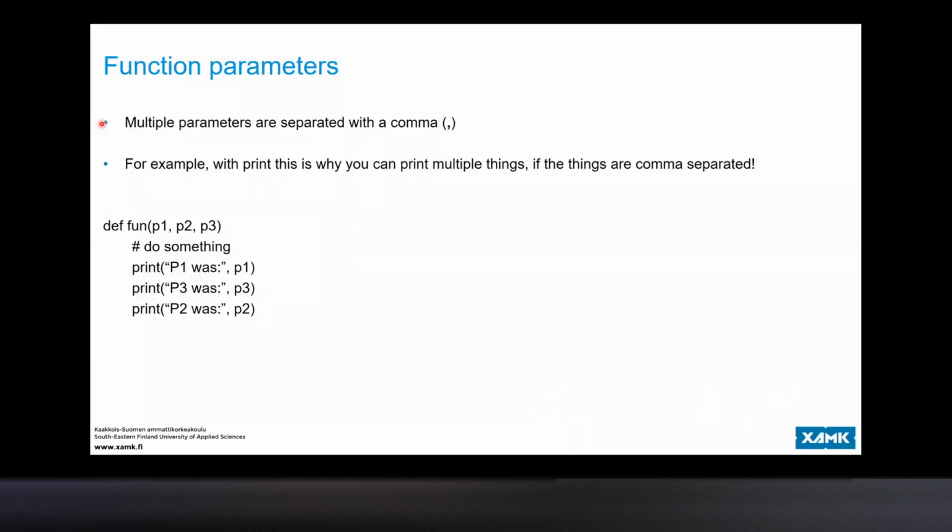Something maybe else to remember, we could also try to pass multiple parameters into a function. This is done by putting multiple values or multiple variables inside the function call, and also the function definition, and just separating them with a comma. This is why, using print, you can print multiple things if they are separated with a comma. So as an example of this, we might do just a plain function, something like that.